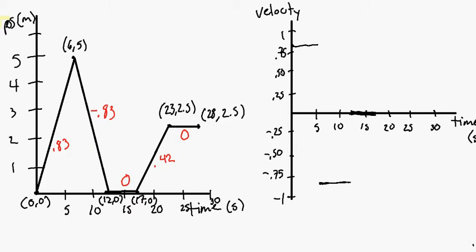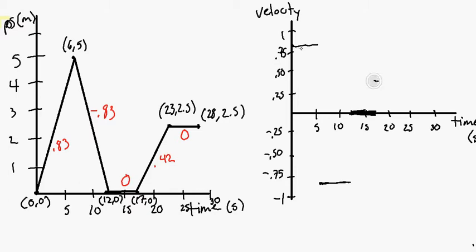You see, between 17 and 23 seconds, we're now going at another positive velocity, this time 0.42. And so we go up, starting at 17 seconds to about 0.42, which I'll estimate is here. And again, it maintains that all the way through to 23 seconds. And so we'll have another flat line there.